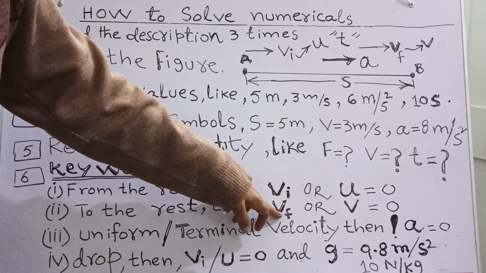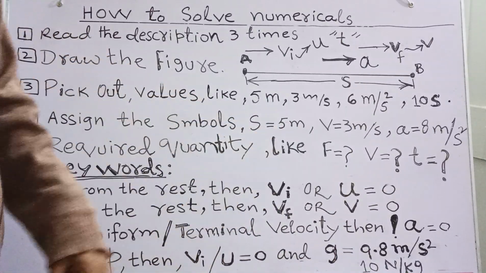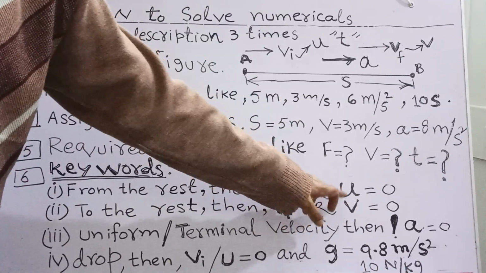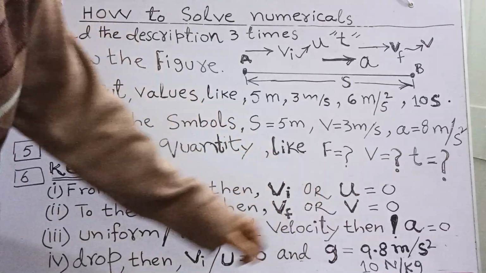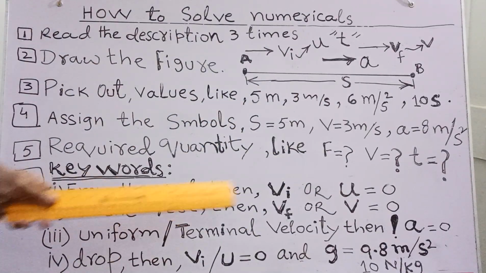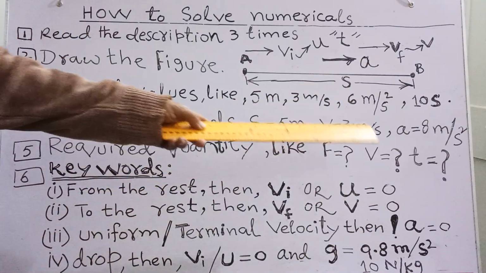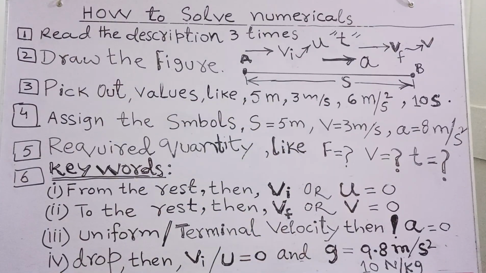F stands for final. And in Cambridge books it is only V. Only V is the final velocity. U is the initial velocity. V is the final velocity. So "to the rest" means put final velocity equal to 0. "From the rest" means initial velocity is equal to 0.